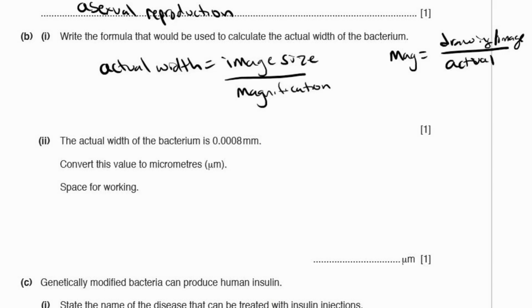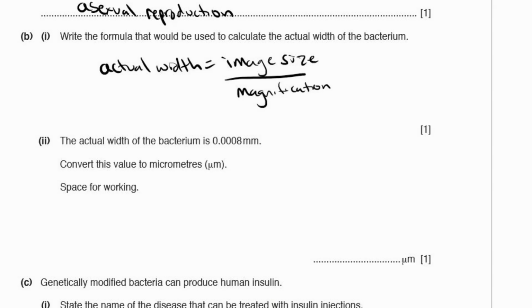The image over the actual. Okay, and so then you just rearrange it and swap those two around. So actual equals drawing or image over the magnification. There we go.